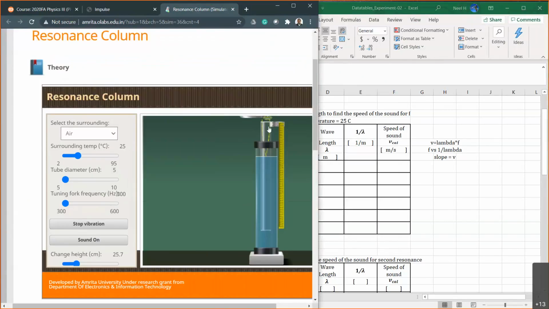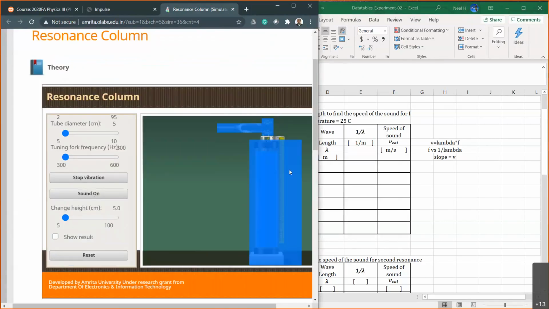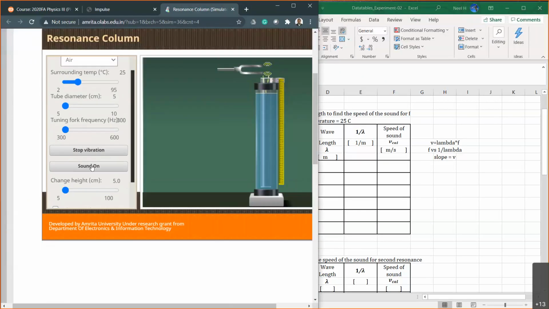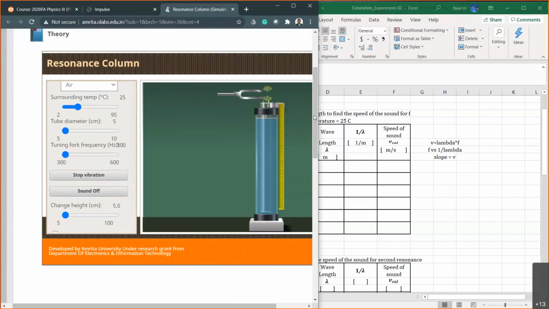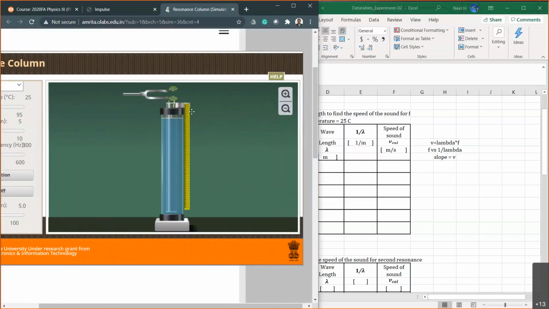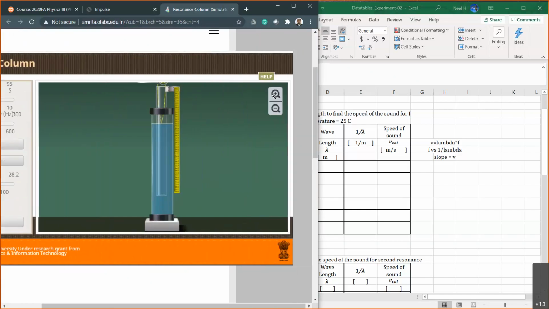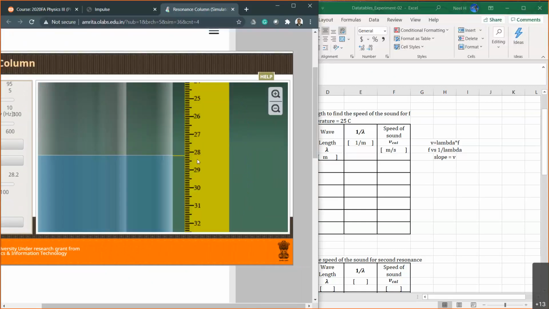So all we have to do is click the switch-on button here for the sound, right? Otherwise, you're not going to hear anything. Click sound on, and then slowly increase the length of this inner tube by bringing it up. When you hear the vibration, when you get the maximum intensity, just stop there, okay? And then the sound is really too intense, so you can switch off the sound for the moment, but don't change the length. Then click on the zoom in button. Then you can measure the length exactly, okay?